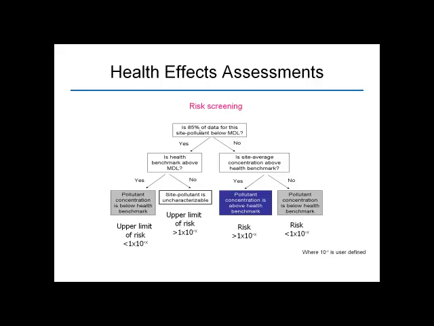The first step is to ask what fraction of your data for that specific site and pollutant is below your method detection limit, or another performance characteristic that you find to be important. I chose 85% here. You can make that more stringent if you want a higher criterion. If the answer is yes, then my data is mostly below the method detection limit, but is my health benchmark above my method detection limit? If the answer is yes, then my concentrations are below my method detection limit and my health benchmark is above it, so my pollutant concentration is below the health benchmark. So it's the first gray box: we know that the upper limit of risk is below our level of concern.